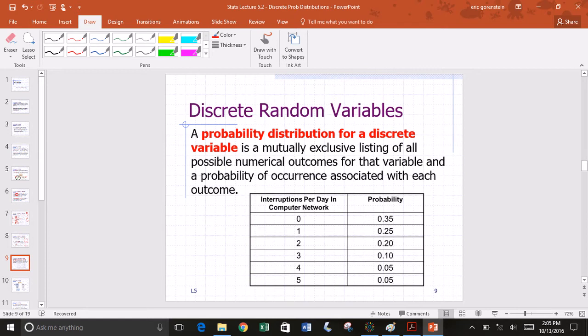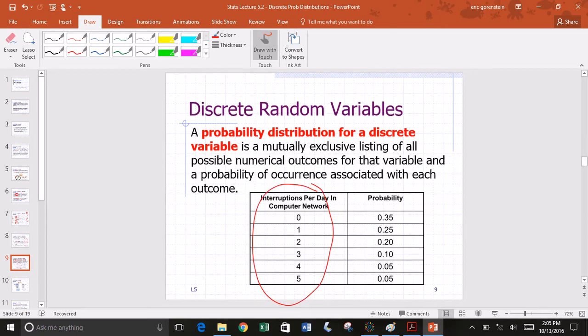It's usually given in a 2-column chart. It's a list of every possible outcome. So that's over here, every possible outcome and the corresponding probability. So the x value of 0, for example, has a probability of 35%, and so on as you go down the table of values.